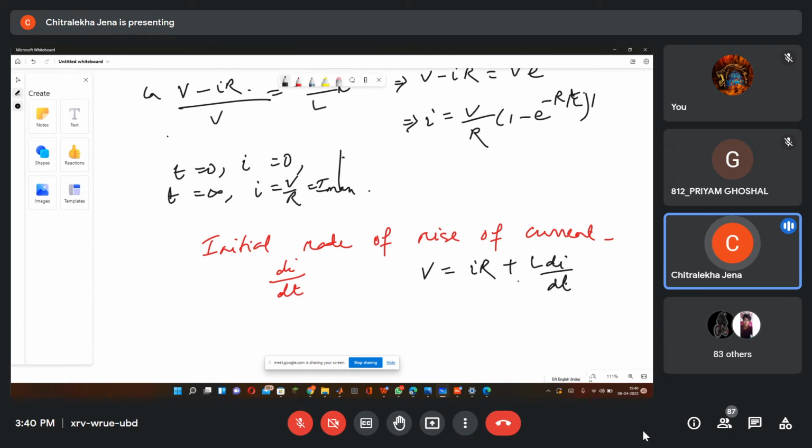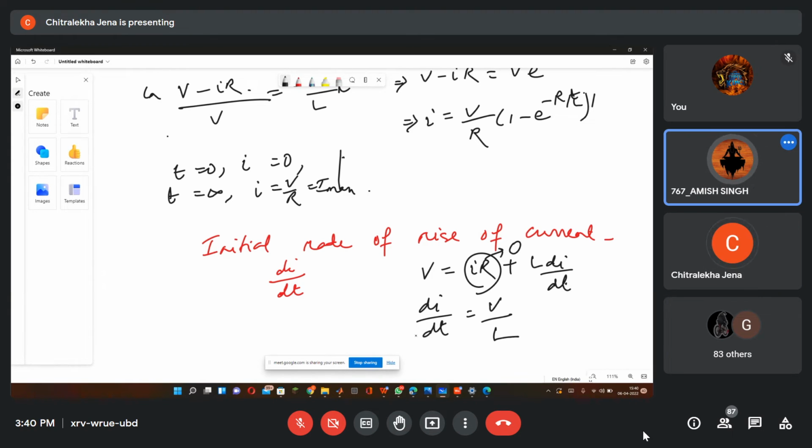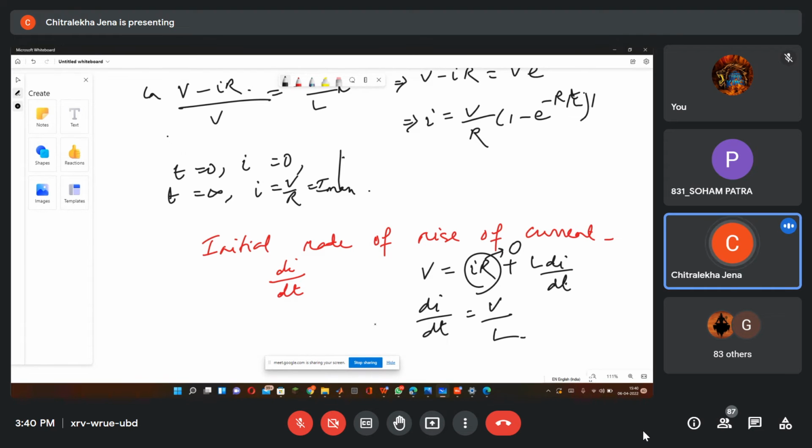So this is your equation. Now, what is my current? Initially it is equal to how much? 0, right? Yes or no? So what is my di by dt? If I ask you what is my di by dt, from V equal to IR plus L di by dt, di by dt is equal to (V minus IR) by L.